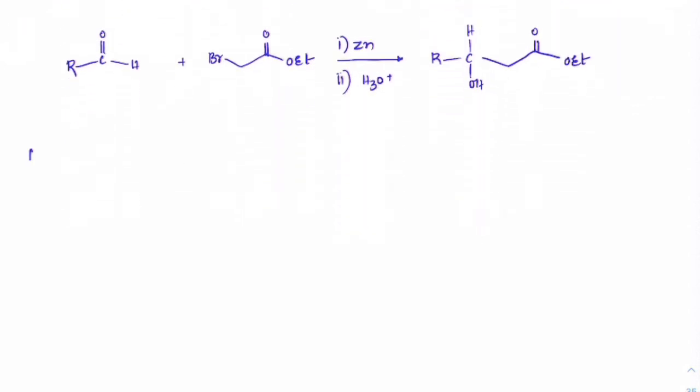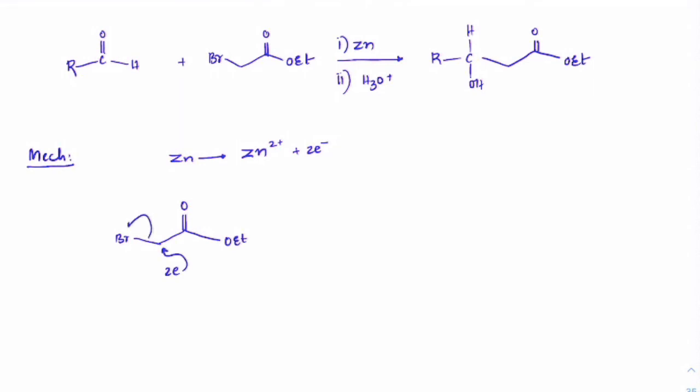Let's see the mechanism. Zinc is a source of electrons. So imagine as if electrons are being released, and on the alpha halo ester, these electrons will attack the carbon which is delta positive to release that bromine. As soon as that happens, we will get a carbanion here, plus ZnBr plus.